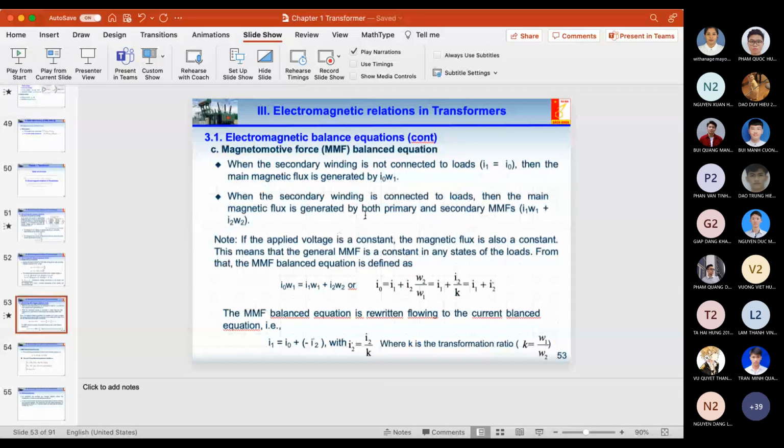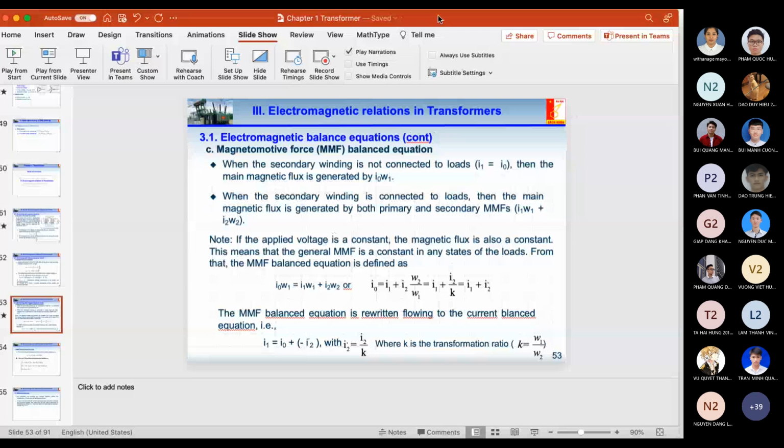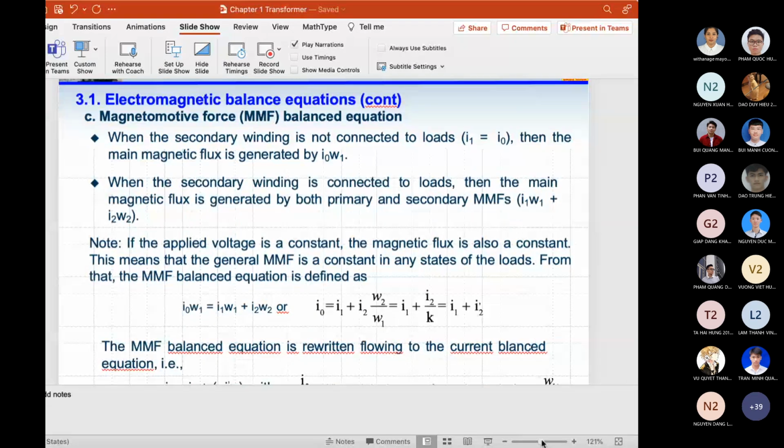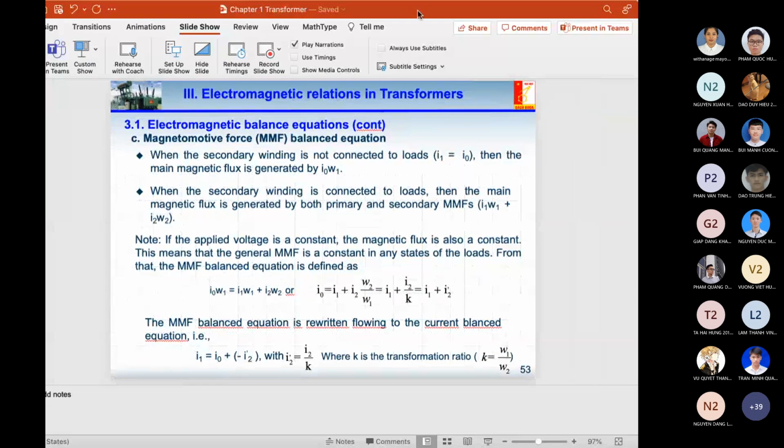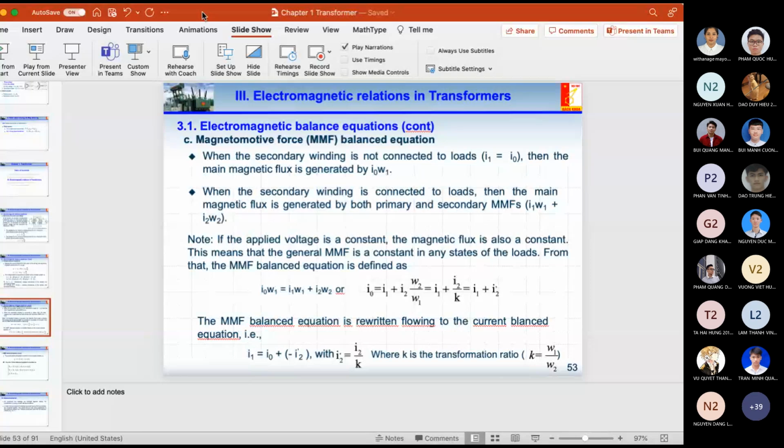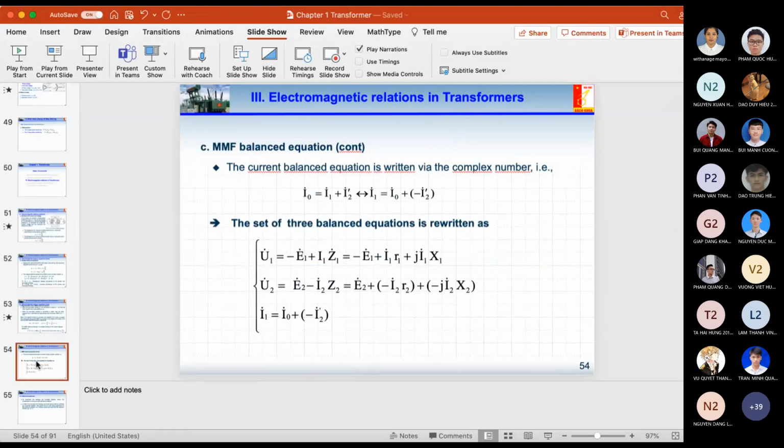And for this one, it's okay already. Maybe I would like to zoom here. Okay, for the set of three balanced equations, it's written like this. Keeping in mind the voltage balance equation of the primary winding and also the secondary winding, this equation is very, very important.